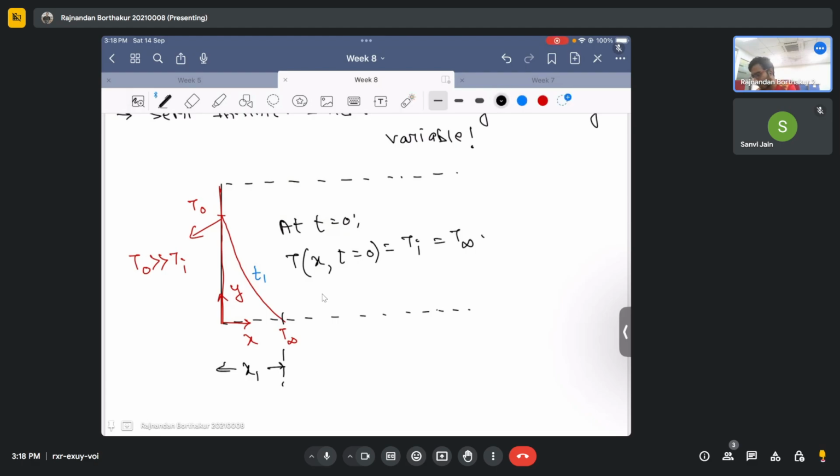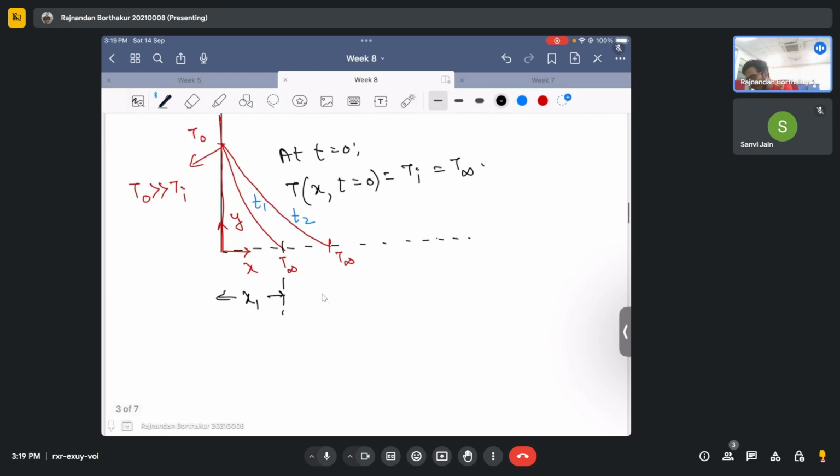Now let's say I increase my time step, so I move to a time t2, which is greater than t1. You can appreciate that the conduction wavefront would now move further into the body. If I now draw the temperature profile, it would be something like this. This would be T infinity, and this is for some time t2. Now you can see that this conduction wavefront has moved further inside the body, and this distance you can assume to be some x2.